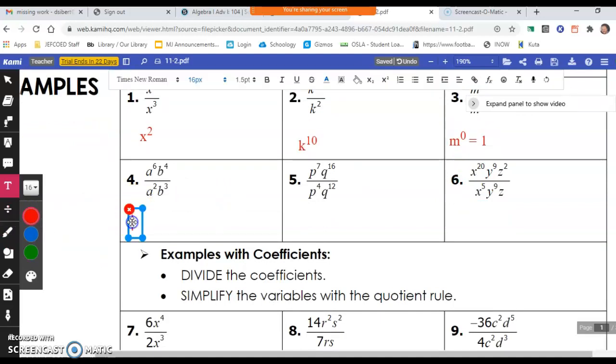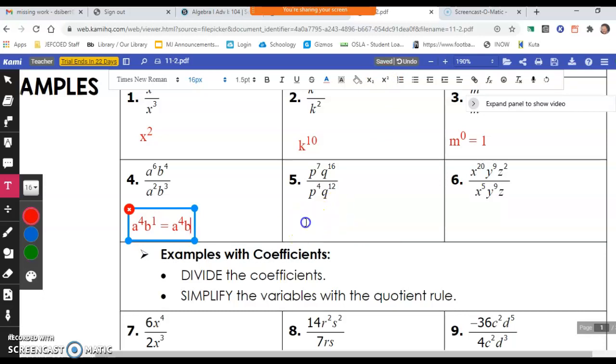Here we're looking where we've got multiple variables with multiple exponents. But we're still going to say that's the same, and we'll subtract the exponents of our terms that are alike. So we have a to the 6th divided by a squared. That's going to leave me with a to the what? 4th. And then we've got b to the 4th divided by b to the 3rd. That's going to leave me with b to the 1. Or you can simply just say the same concept would be a to the 4th b, because anything to the first power is just the base number that we have.